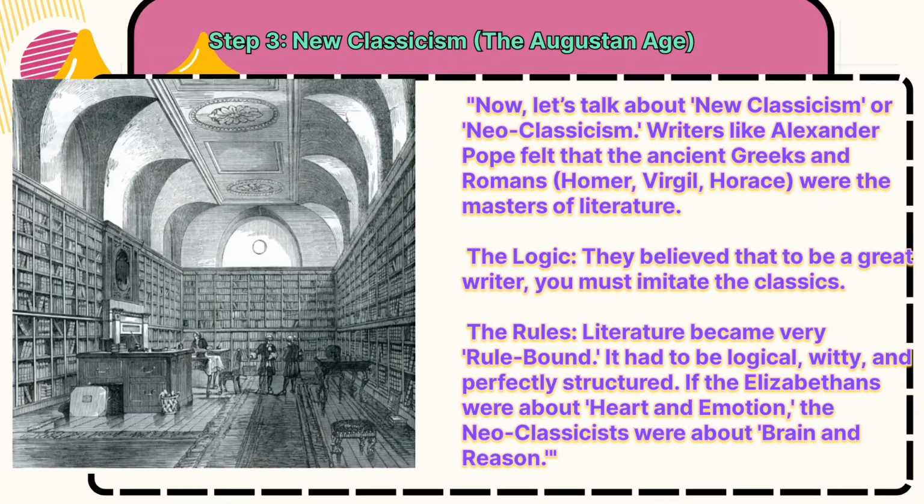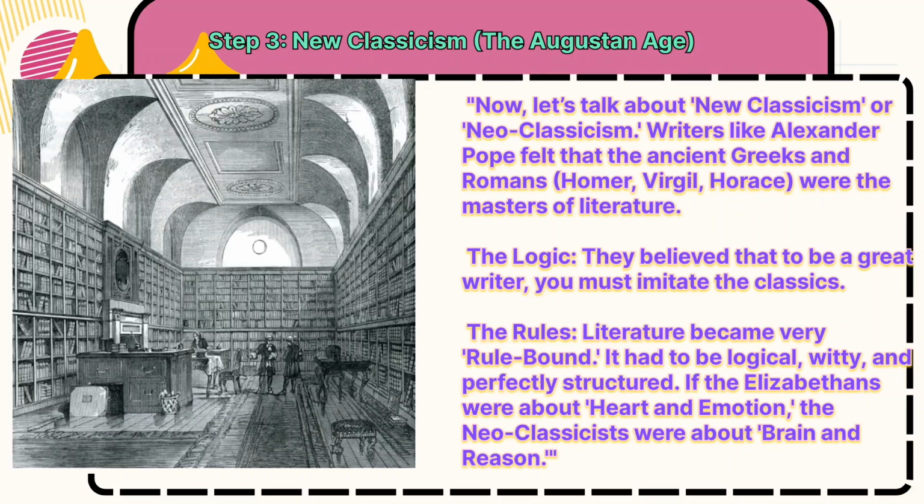Now let's talk about New Classicism or Neoclassicism. Writers like Alexander Pope felt that the ancient Greeks and Romans, Homer, Virgil, or Horace, were the masters of literature. The logic, they believed that to be a great writer, you must imitate the classics. The rules. Literature became very rule-bound. It had to be logical, witty, and perfectly structured. If the Elizabethans were about heart and emotions, the neoclassicists were about brain and reason.